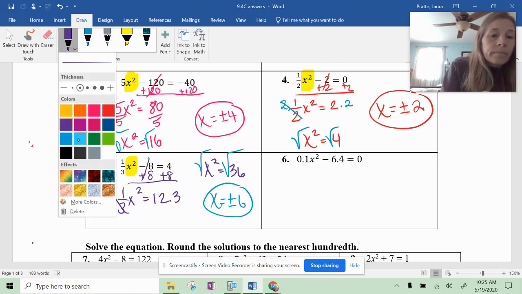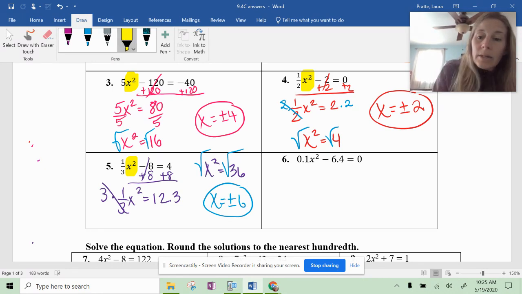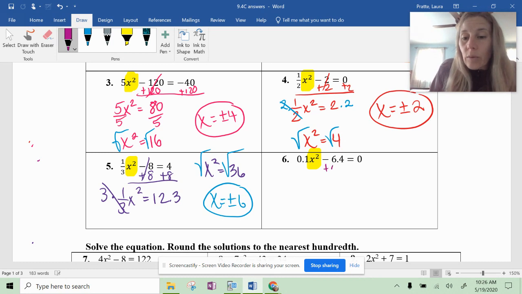6. All right, and then number 6. Now this one's a decimal problem, but it doesn't make any difference because you only have the one variable to solve for as well. So we're adding the 6.4 over to the other side.